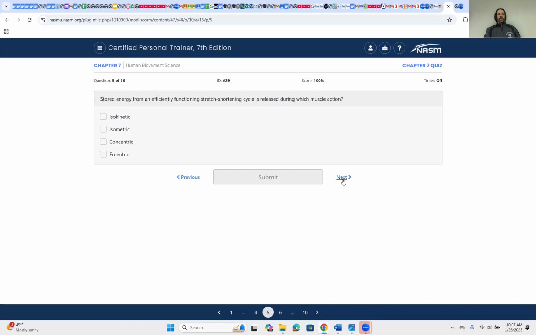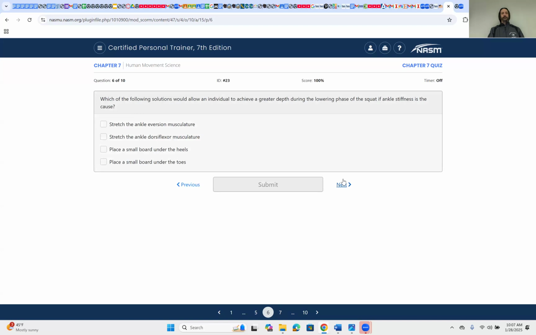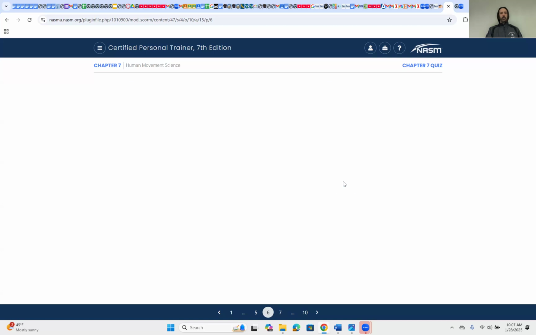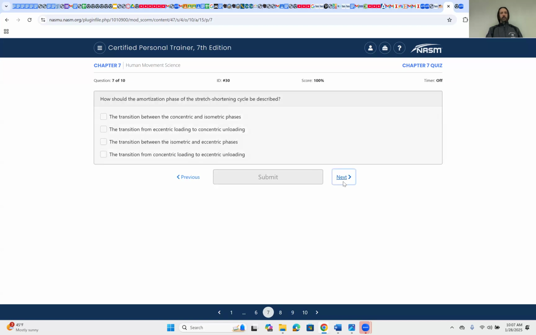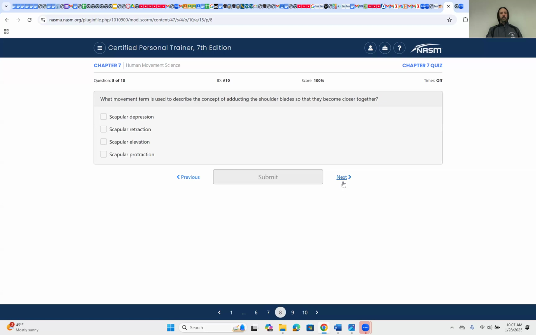Well, let's move on. Okay, here's another one. Stored energy from an efficiently functioning stretch shortening cycle is released during which muscle action? We haven't really gone over that either. Okay, let's go over this one.